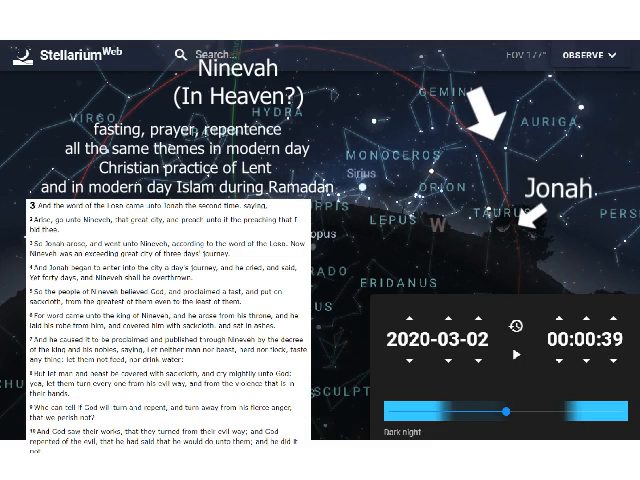But let man and beast be covered with sackcloth, and cry mightily unto God. Yea, let them turn every one from his evil way and from the violence that is in their hands. Who can tell if God will turn and repent and turn away from his fierce anger, that we perish not? And God saw their works, and that they turned from their evil way, and God repented of the evil that he said that he would do unto them, and he did it not.